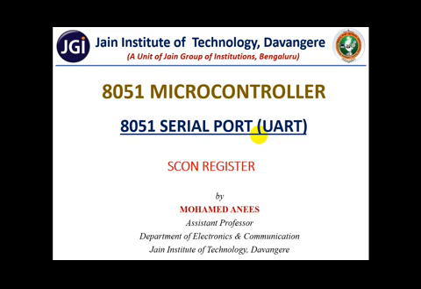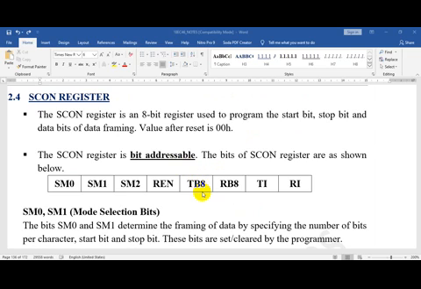In this video tutorial, we shall discuss a very important register which is used for configuring the serial port of 8051. That is the serial control register, which is accessed by the name SCON. This register is bit addressable. The SCON register is basically an 8-bit register. It is used to program the start bit, stop bit and the data bits of data framing.